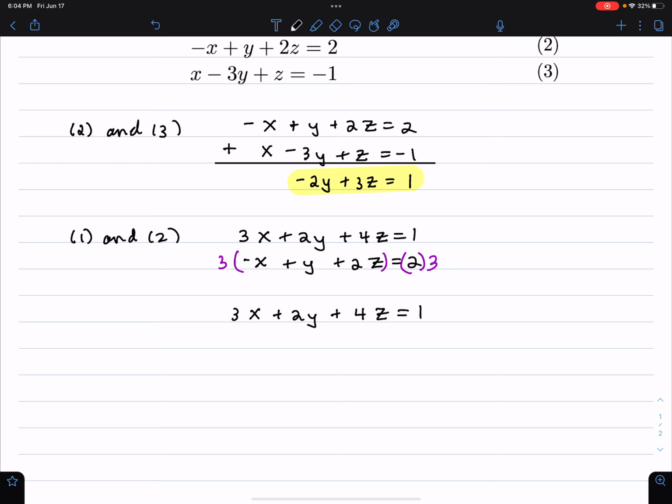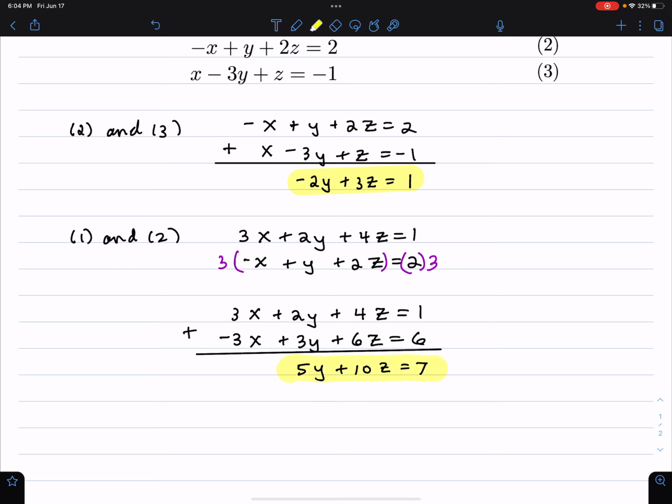So I'm just going to rewrite that, and then I see that when I add these together, now the 3x's cancel out. Again, you find the least common multiple of 3 and 1, and that's 3, and you multiply so that they're common there. So 3x and negative 3x cancel out, and we get 5y plus 10z equals 7.